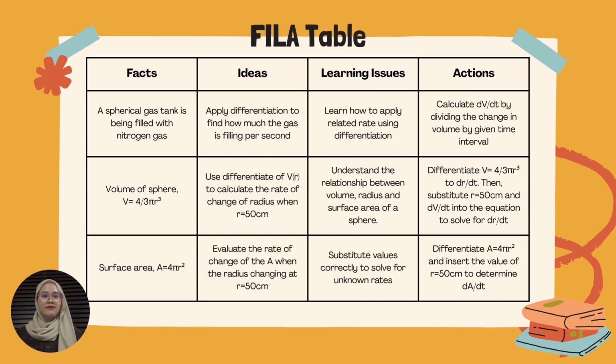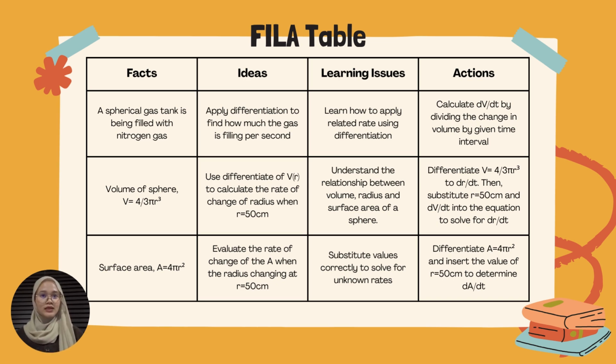The first one, fact: a spherical gas tank is being filled with nitrogen gas. The idea: we can apply differentiation to find how much the gas is filling per second. Learning issue: we learned how to apply related rates using differentiation. For our action, we calculate dV over dt by dividing the change in volume by the given time interval.